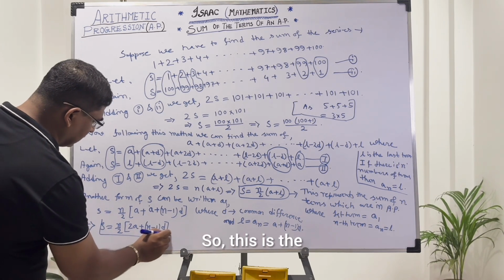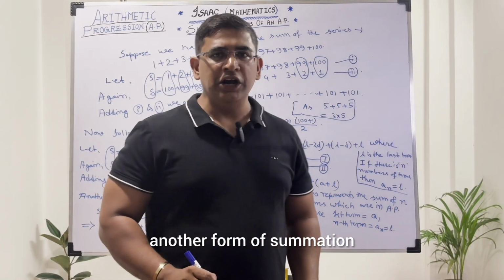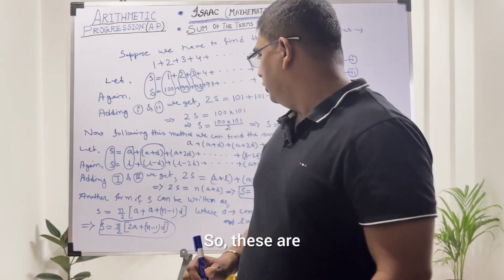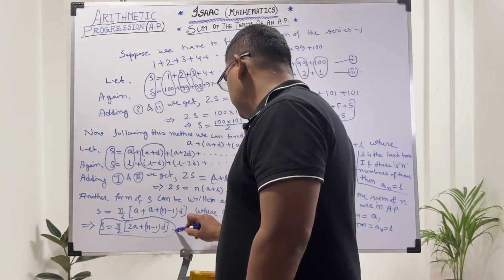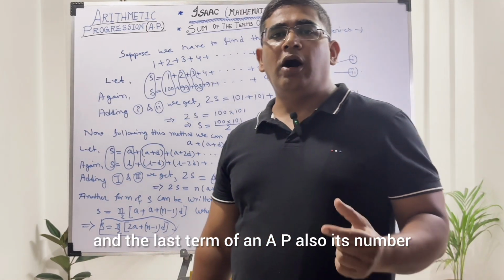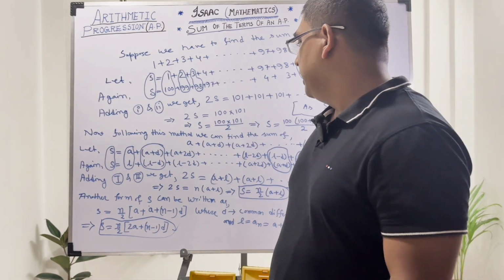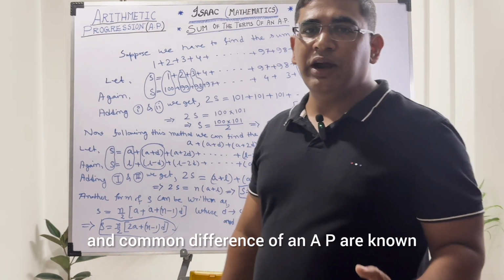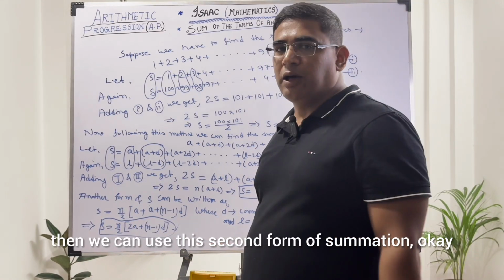Okay. So this is another form of summation of n terms of an AP. These are two distinct forms. We can use this form when the first term, the last term, and the number of terms of an AP are known. When the first term, number of terms and common difference of an AP are known, then we can use this second form of summation.